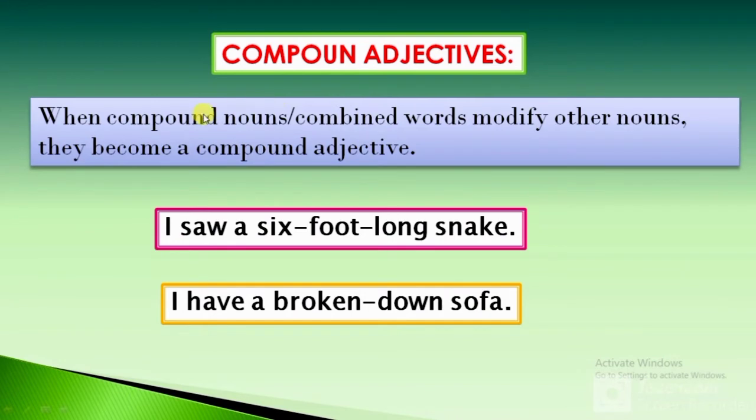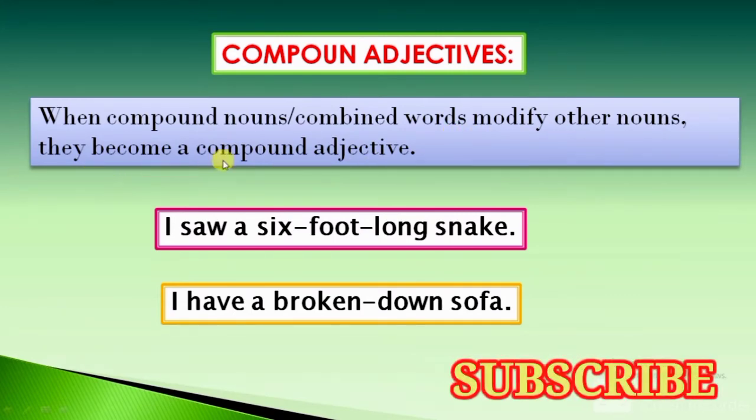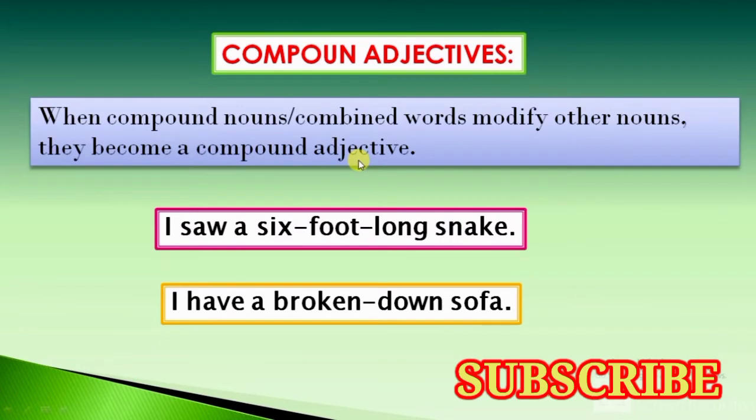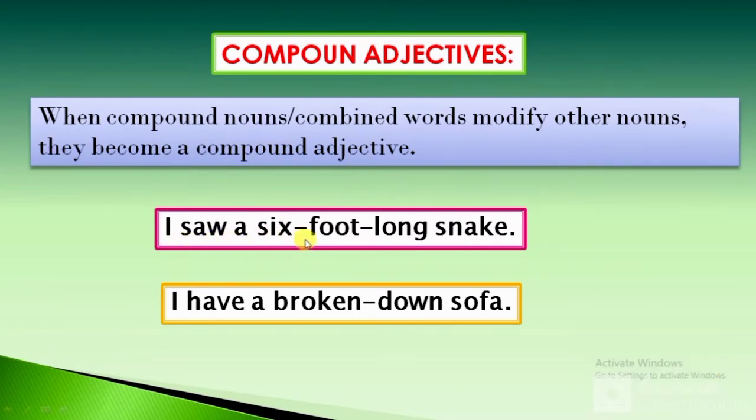Compound adjectives. When compound nouns or combined words modify other nouns, they become a compound adjective. I saw a 6-foot-long snake. I have a broken-down sofa. In this sentence, 6-foot-long and broken-down are compound adjectives.